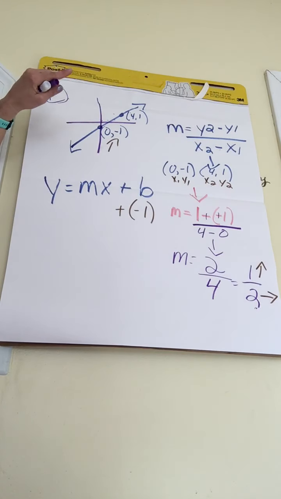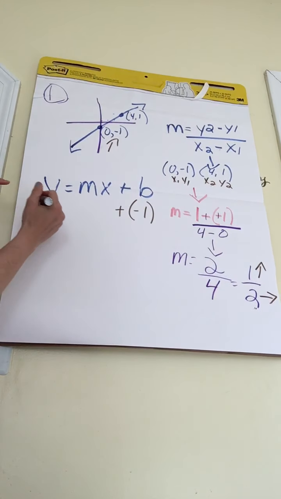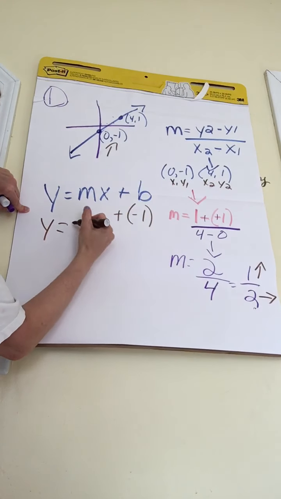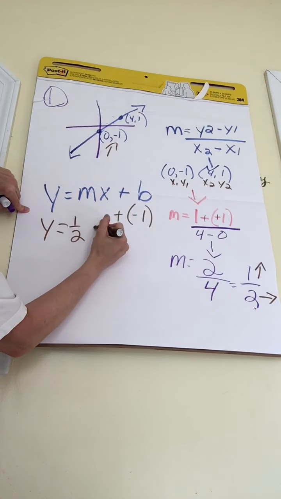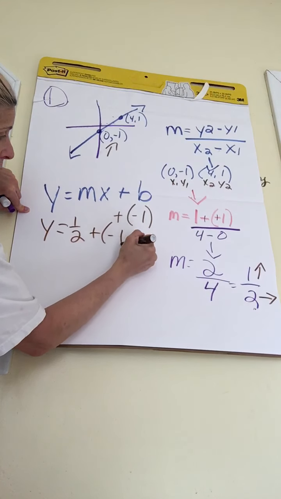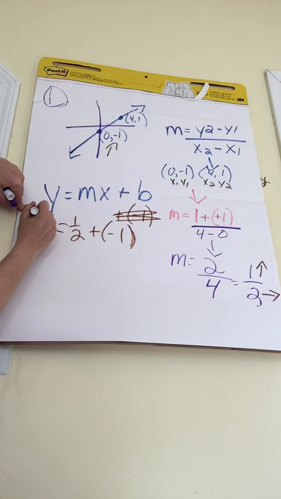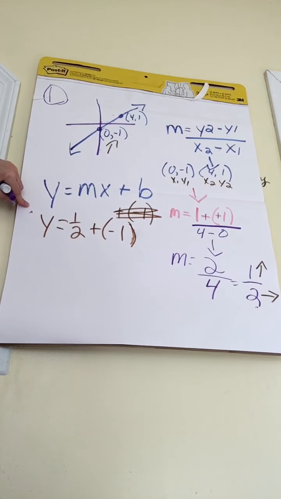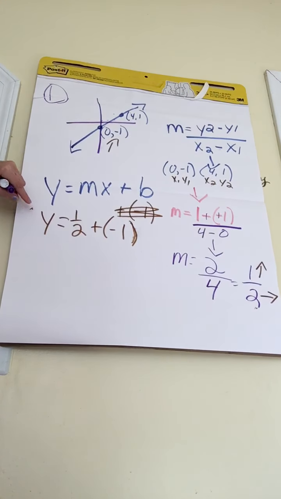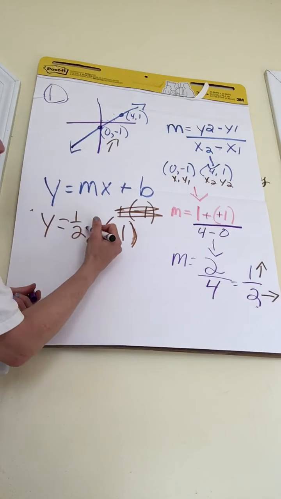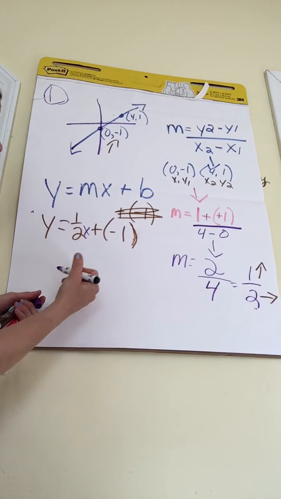Okay, so let's fill in the rest of our formula. Y equals slope 1/2 plus negative 1. Scratch that. Okay, well, what did I miss? For whatever reason, I always miss that. So this is not correct. I am missing my x right here.